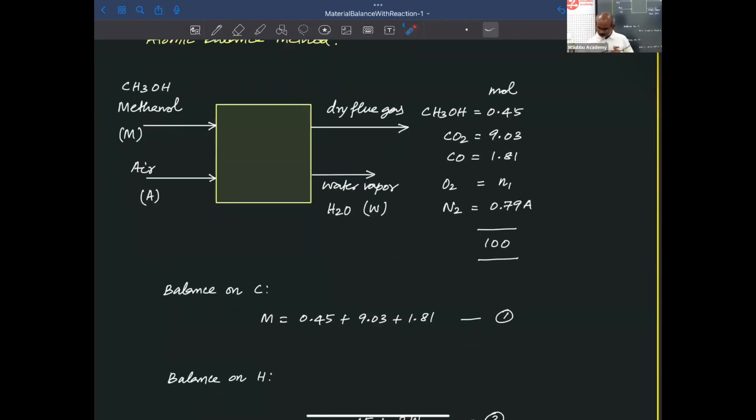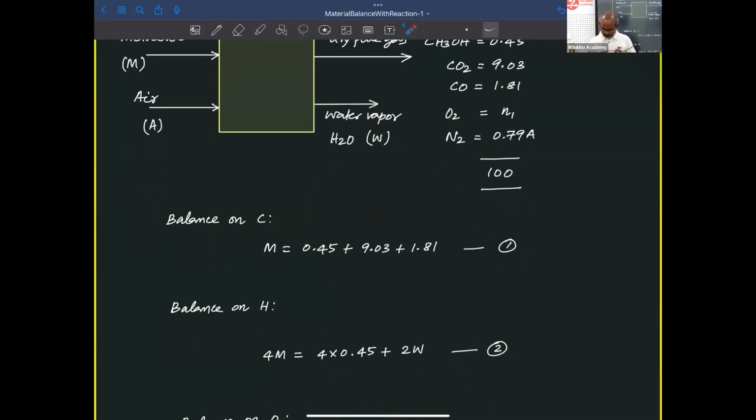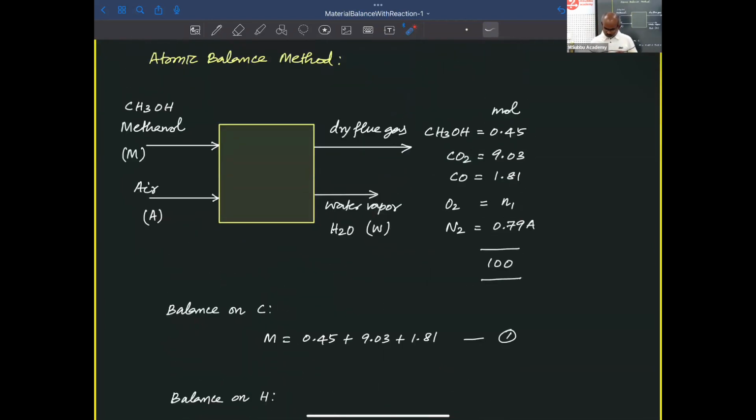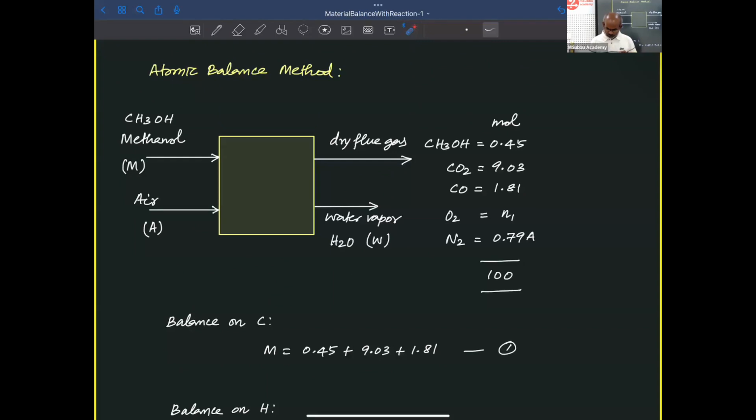Let us see that. Say for the balance on C, how do you write the balance on C? How much of C is entering here? In 1 M, we have 1 C.